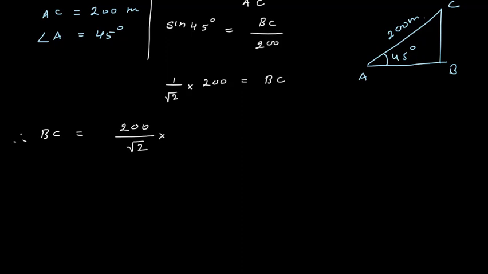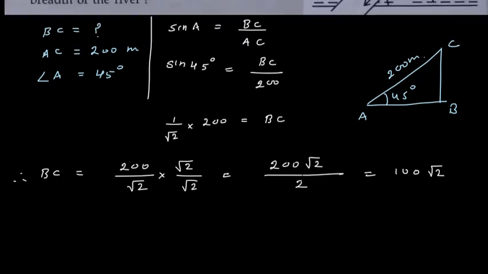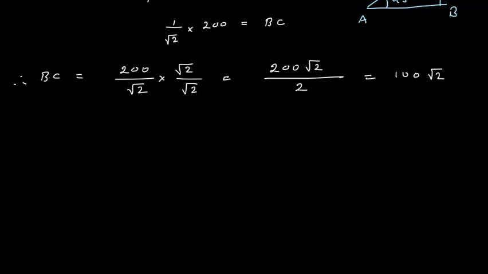Now to get the answer, we rationalize this. So we multiply and divide by root 2. The numerator will become 200 root 2, and the denominator, root 2 into root 2, will become 2. So with 2 I can cancel 200, it will be 100 root 2. So the value of BC is 100 root 2, and this is the width of the river. If you want to find it in decimal, you can say that this is 100 into 1.414. The values of root 2 and root 3 you must remember. So this is 141.4 meter.